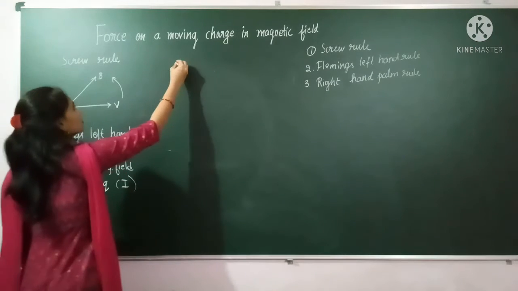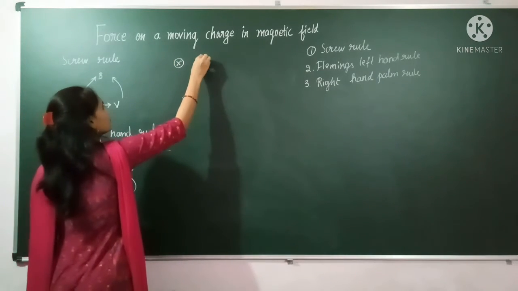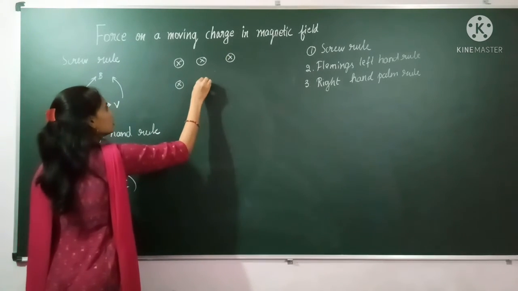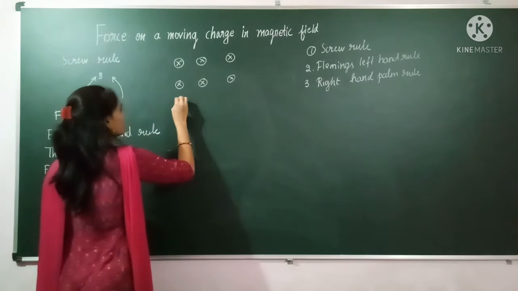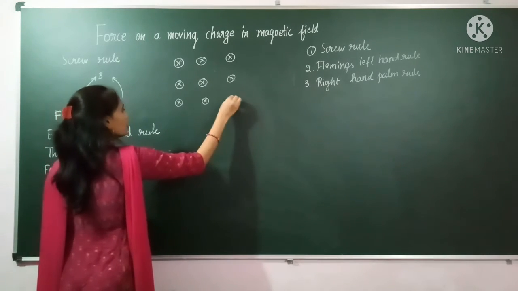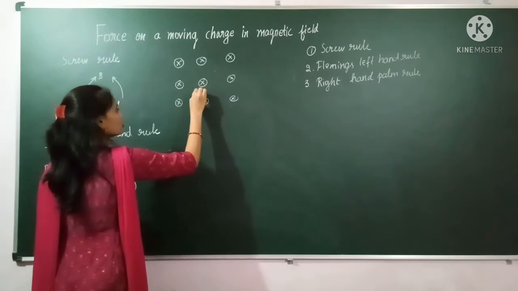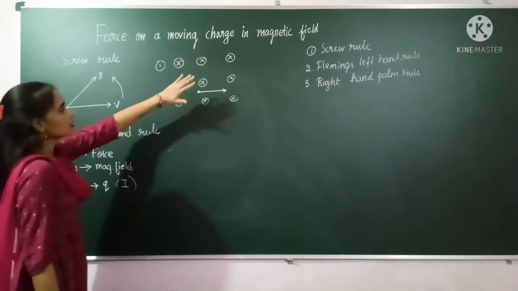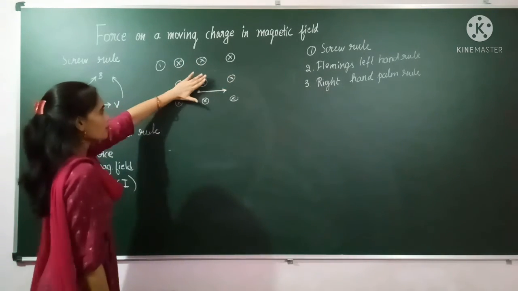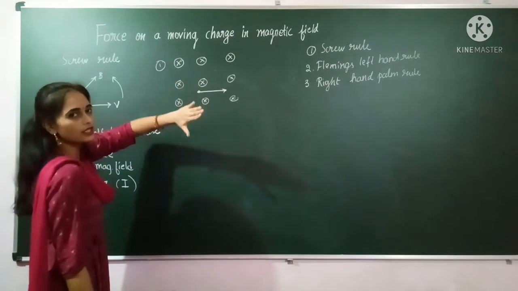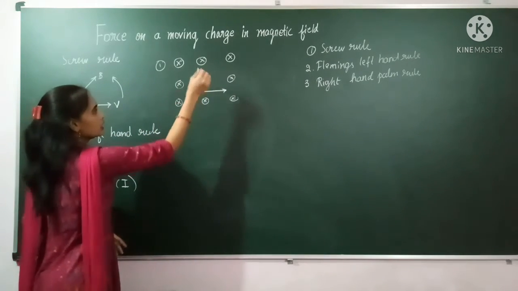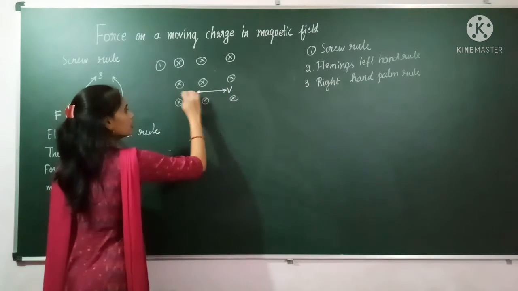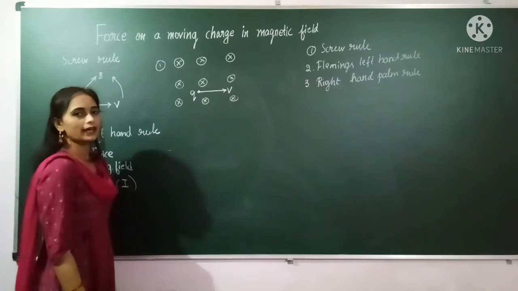So here this is our uniform magnetic field. Cross, what does it show? Cross means the magnetic field is inward. In this uniform magnetic field, this charge Q is moving in this direction. This is our first example. Here we have one uniform magnetic field, and its direction is inward because cross means inward, and this is the charge q which is moving with velocity v in this direction. Now determine the direction of the force.